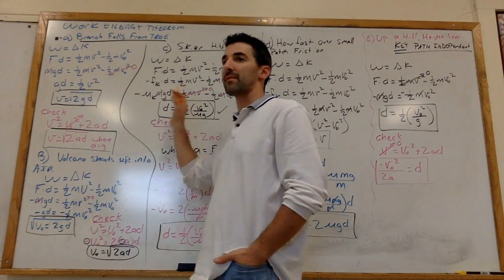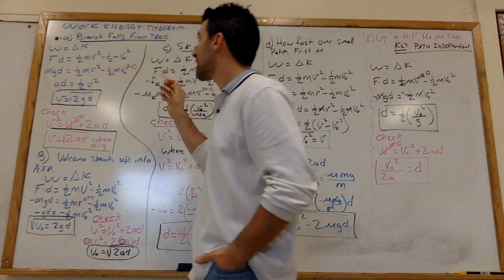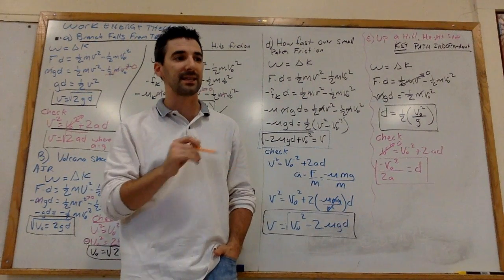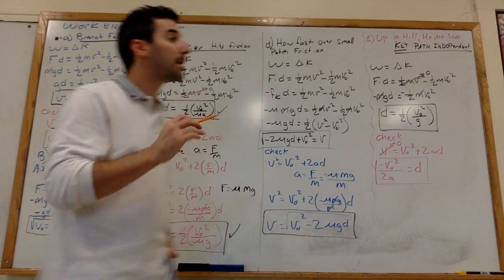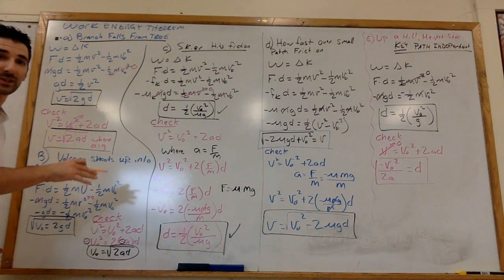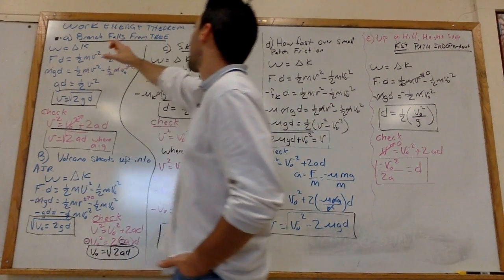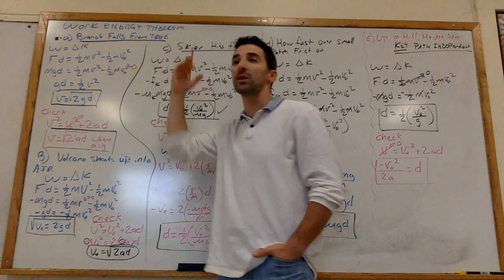Today's problem is coming out of the text, Young and Freedman. It is Chapter 6, Question 19. Please see the text for the full description. Brief descriptions appear in each section. So to start, we're starting with Part A, a branch falling from a tree.